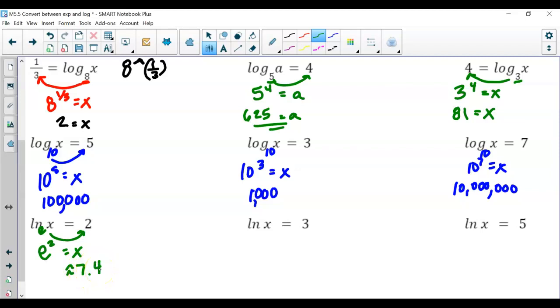7.4. So again, same thing here, right? This is natural log, ln. So we write this with e. So this is e to the 3rd power. e to the 3rd power is approximately 20.1. So here, pause the video if you need to. And again, with our natural log, so e, this is e to the 5th power, which is approximately 148.4.